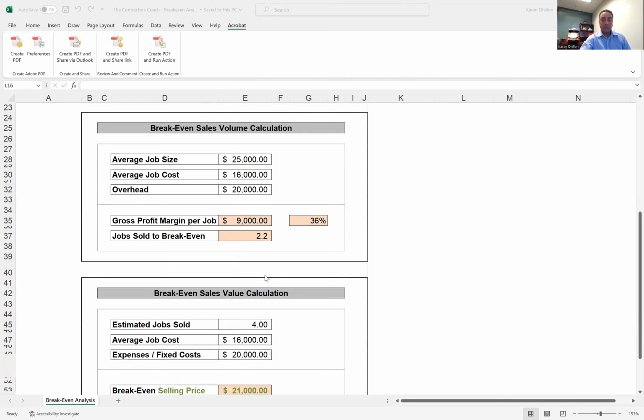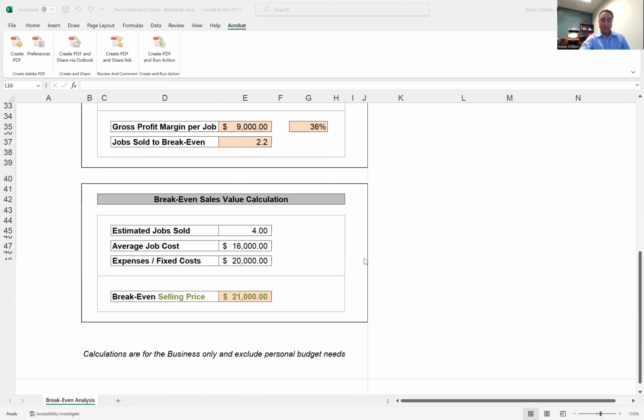Now, the third piece here, which I think is probably the most valuable, is how much should you charge, or what is the minimum you can charge per job before you start to actually lose money? Right? That's another important piece of break-even analysis. And so if you're selling, let's say, four jobs per month, your average job cost, we said, is about $16,000. Your fixed or overhead expenses never change, which is $20,000. So if you do the math here, what you come up with is a break-even selling price of $21,000, which is, if you're giving an estimate, you should never have an estimate that's below $21,000. Otherwise, you will start to lose money, right? So this is your break-even selling price.